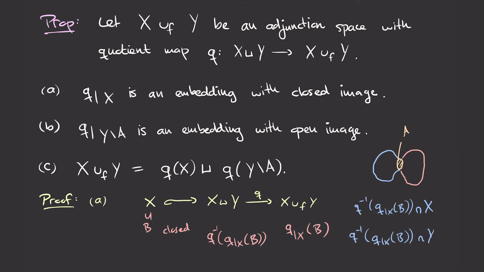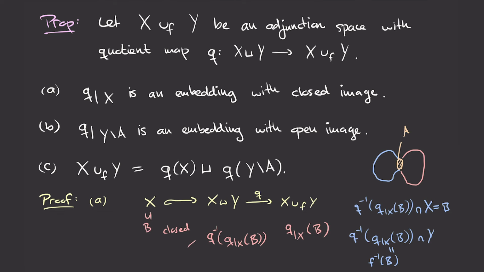Now, if both of these sets are closed, then this pre-image will be a closed subset of the disjoint union space. Now, what I claim is that this set on the top here is just going to be the original set B, while the set on the bottom is going to be the pre-image of B under the function f, which is part of the adjunction space definition.